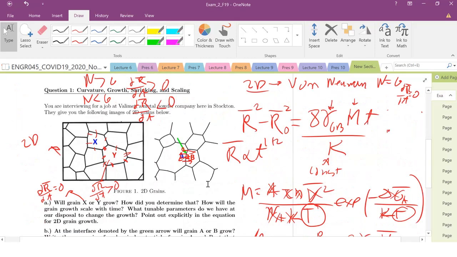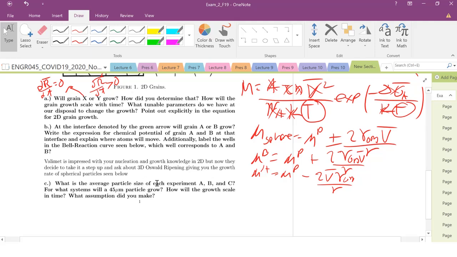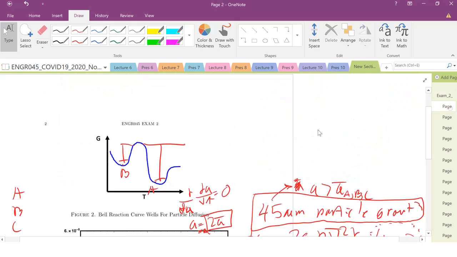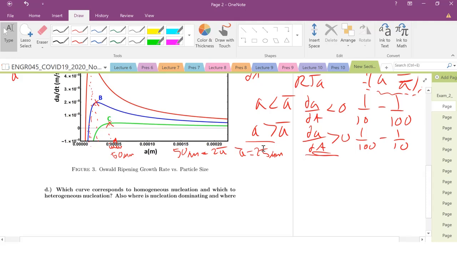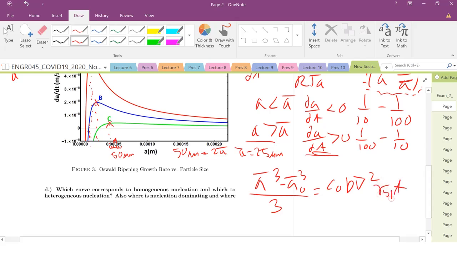Excellent. So let's see, did we answer all the questions? Yes, you could get the quantitative values, but I'm not too interested in that. How will the growth scale with time? We have this expression for dA/dt, but we also have our expression for A bar. How does the average particle size in Ostwald ripening scale as a function of time? It equals C naught d B bar squared times gamma SL T over 4 RT. So our average particle size will scale as T to the 1/3.